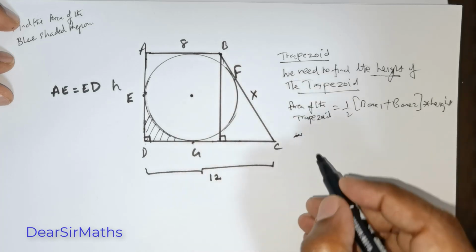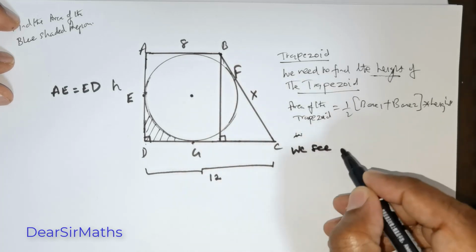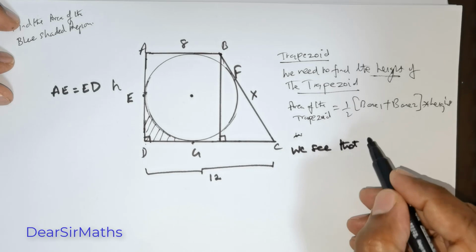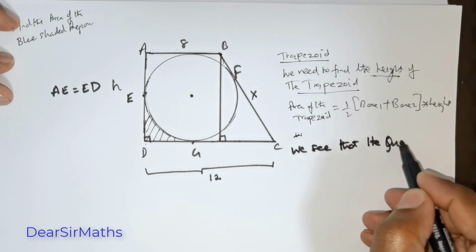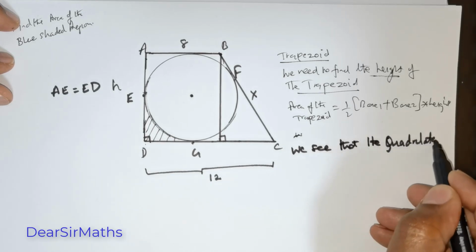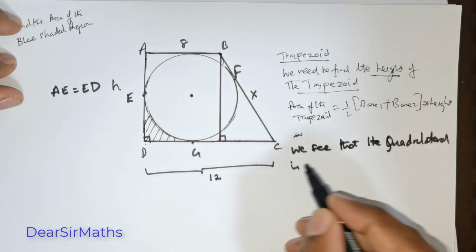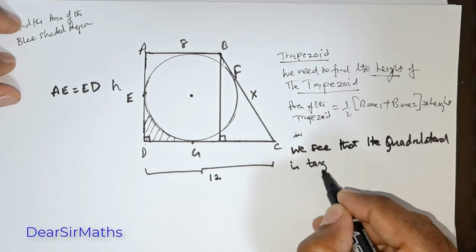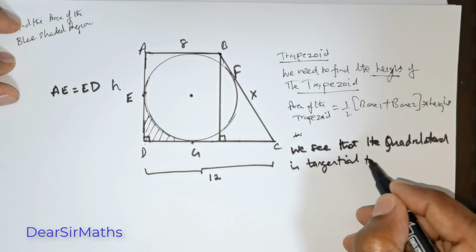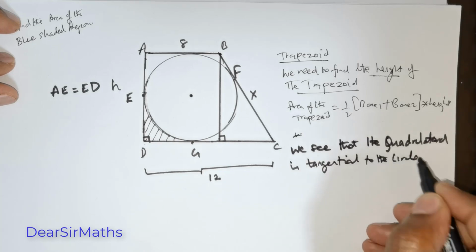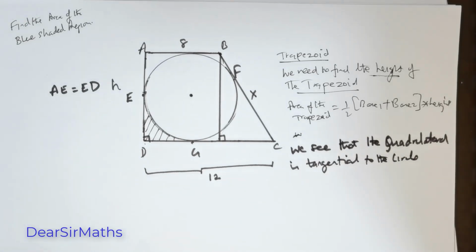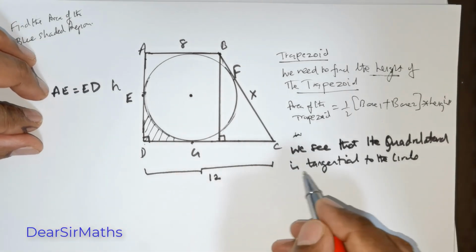So this is the height, this is the slant height. Now clearly you can see that we see that the quadrilateral is tangential to the circle, right? Now since this is the case, we would use the Pitot theorem.